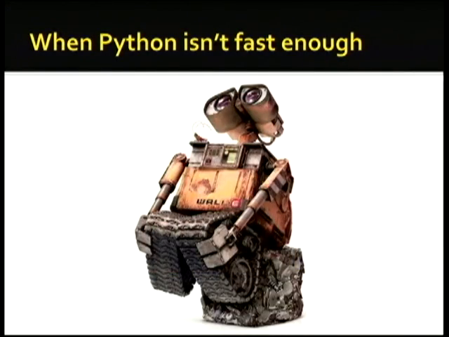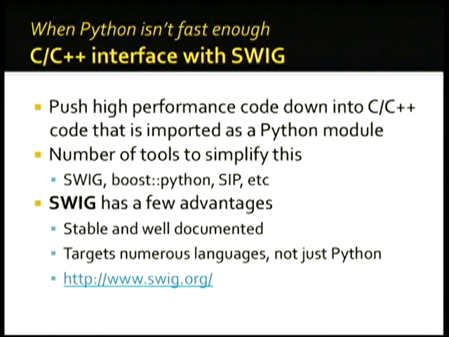Second problem, what do you do when Python's not fast enough? Probably the approach that I prefer is just to squeeze every ounce I can out of the Python. When I know I can't go any further, drop down into C or C++ and use Swig. There's a range of other tools. You may choose another tool for a particular reason.